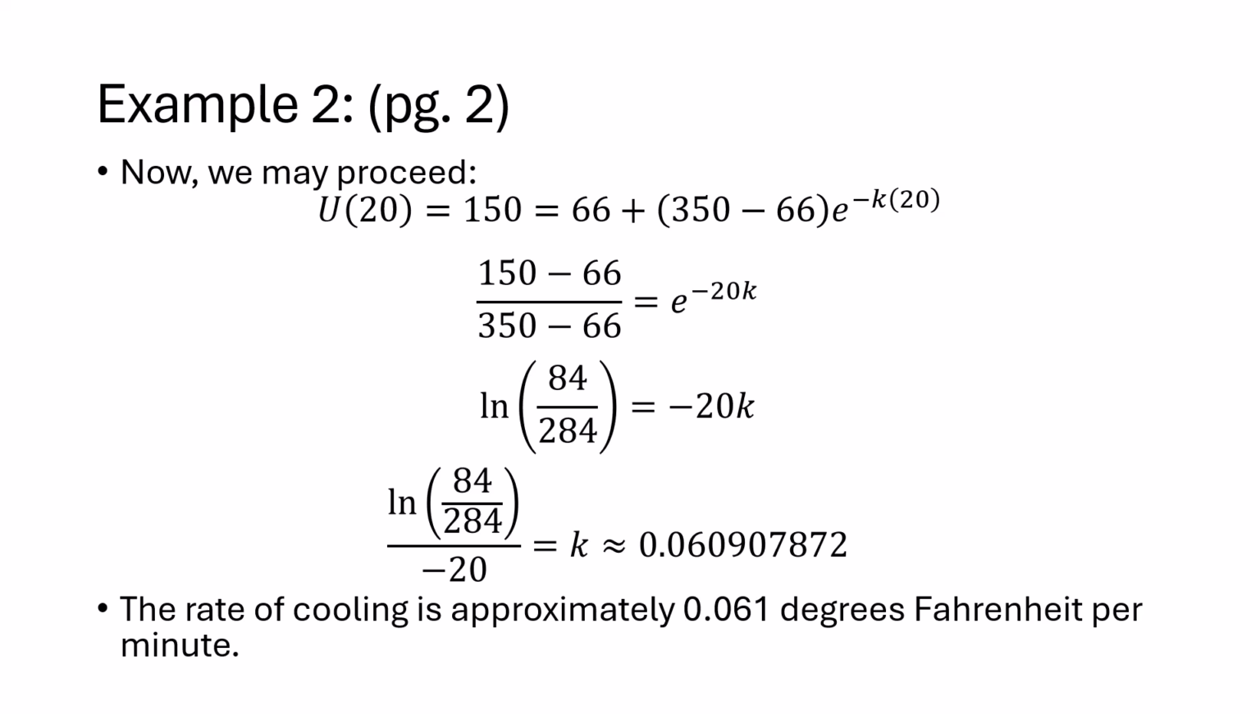So we isolate the exponential, and then we remove the exponential. We use natural log to remove that base e exponential, and then we solve for k by dividing both sides by negative 20. And we get the rate of cooling to be approximately 0.061 degrees Fahrenheit per minute. That's the rate of cooling that we calculated for this situation.